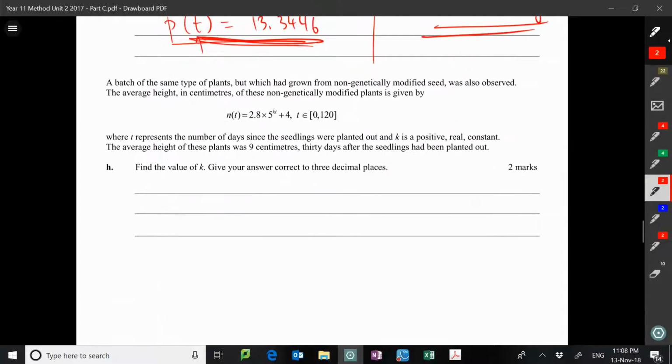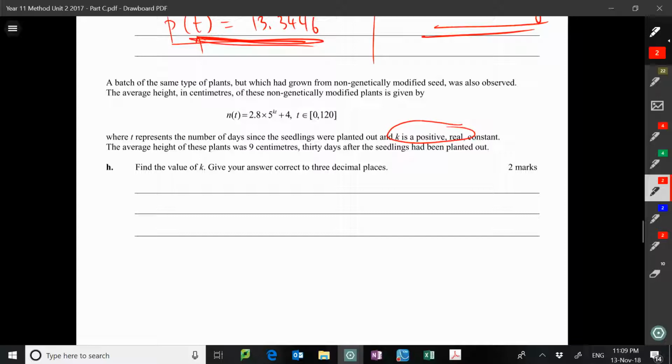Okay. A batch of the same type of plants but which had grown from non-genetically modified seed was also observed. The average height in centimeters of these non-genetically modified plants is given by, okay, so they give you a new equation. You got KT plus 4, okay, where T represents the number of days since the seedlings were planted out, and K is a positive, so that's a key word there. K is a positive real constant, so it's positive and it's a number.